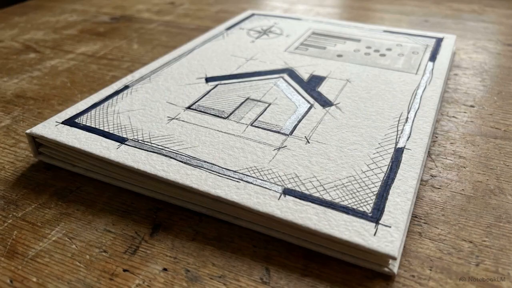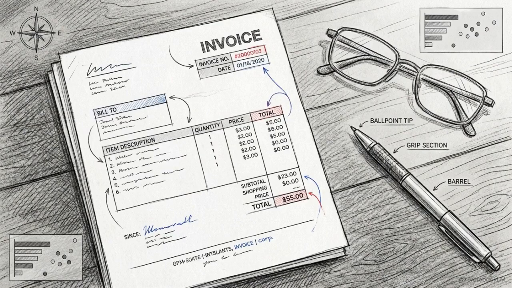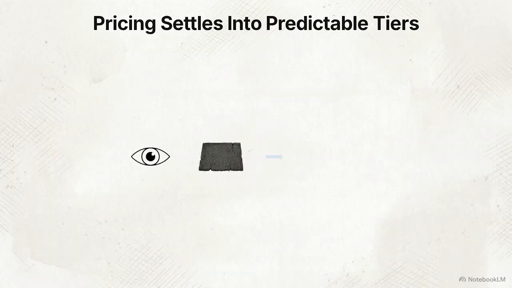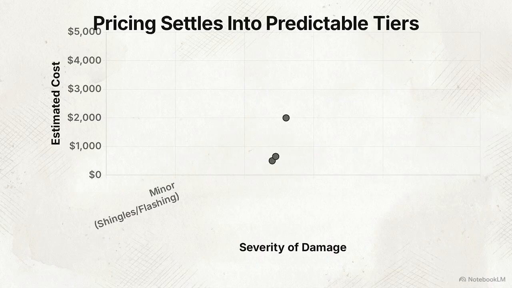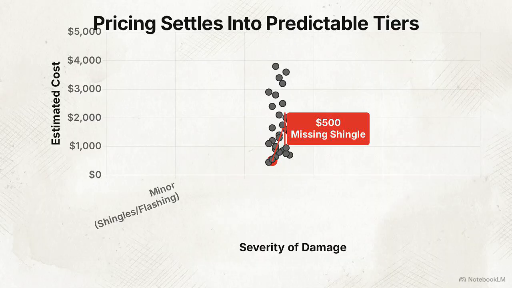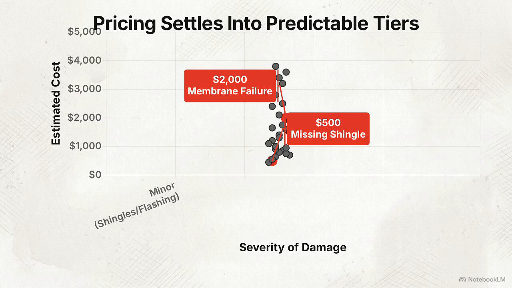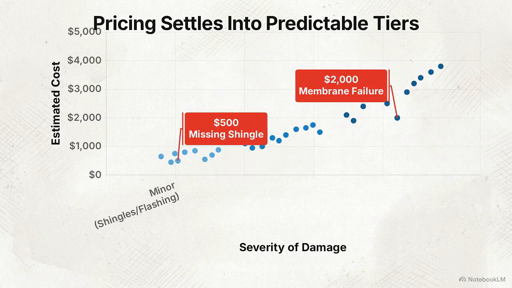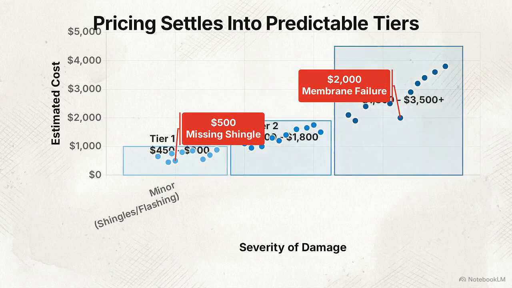That is exactly why we use the Santa Clarita Roof Repair Budget Blueprint. It gives you a clear financial forecast before you even call a contractor. By analyzing the severity of the damage you can actually see, we can map your problem against realistic local pricing baselines. This scatter plot shows how identical ceiling stains result in wildly different bills. One traces to a $500 missing shingle, another to a $2,000 membrane failure. Watch how this pricing data naturally settles into three distinct, predictable diagnostic tiers.